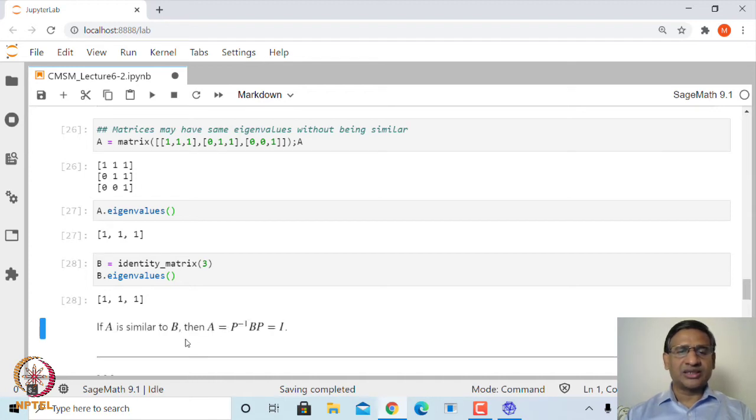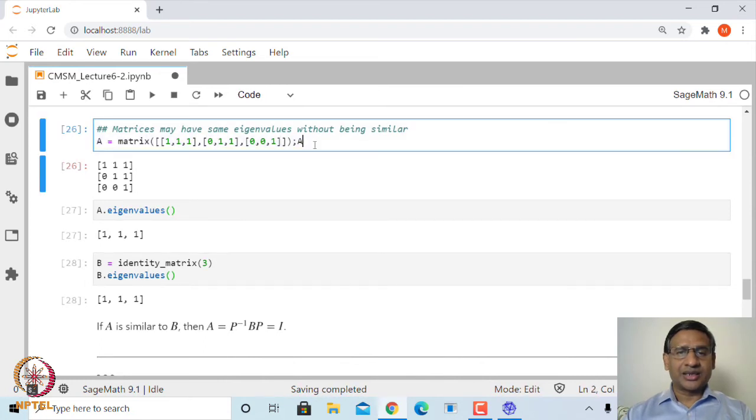Or let us say there exists an invertible matrix P such that P inverse BP should be A. But what is P inverse BP? B is the identity matrix. So, P inverse BP is nothing but P inverse P, which is identity, and therefore A is identity, which is not true. A is not identity. Therefore, this is an example of a matrix A and another matrix B, both of them having the same eigenvalues, but they are not similar.